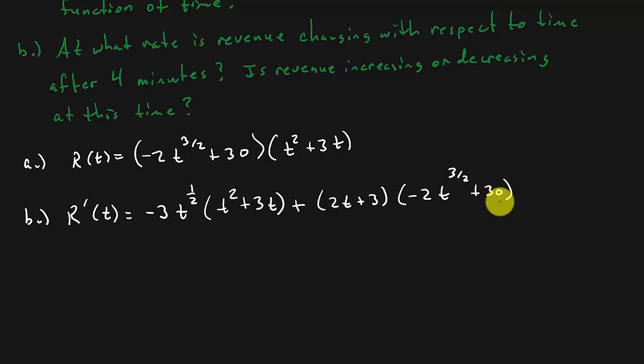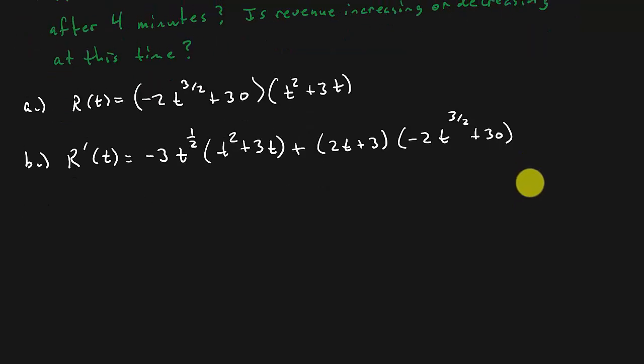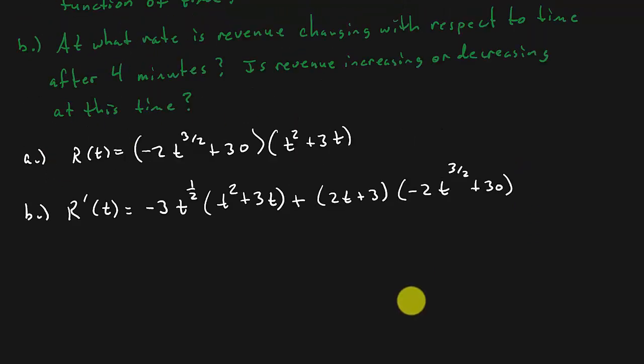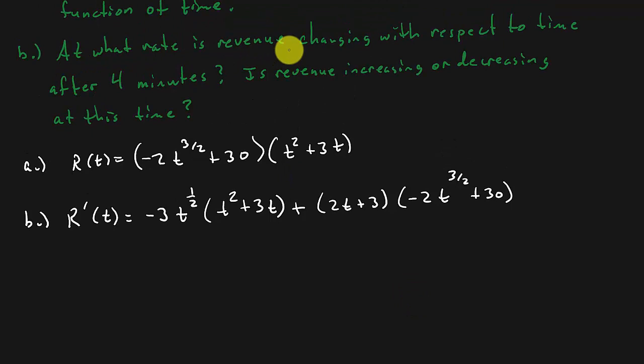And they're not asking us in this problem to find the derivative. So the main thing of this problem, it's not find the derivative of this function. They want to know at what rate is revenue changing with respect to time after 4 minutes. So basically the reason we're finding the derivative is so we can plug the 4 in and find that rate of change. So I'm not even going to worry about simplifying this.